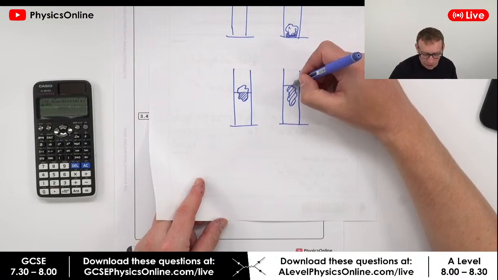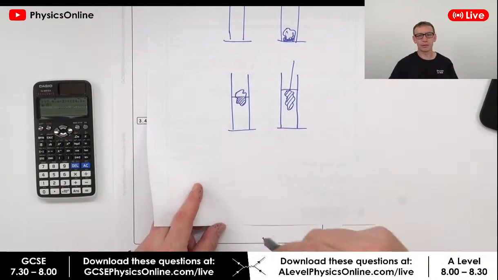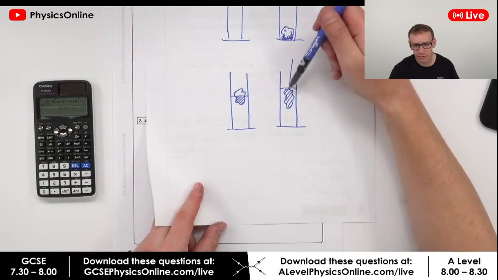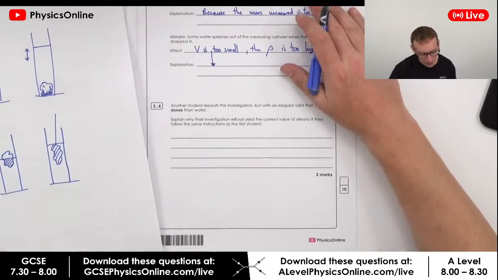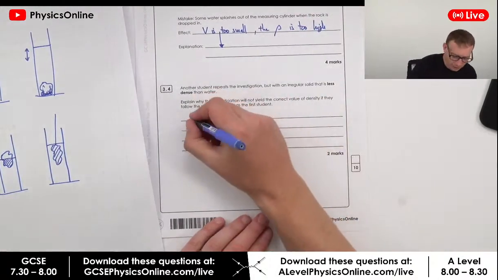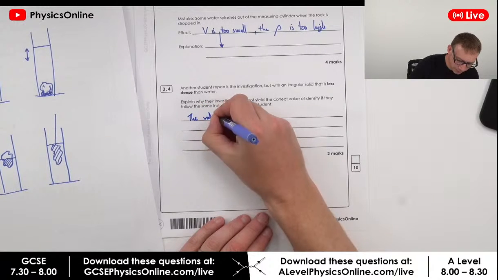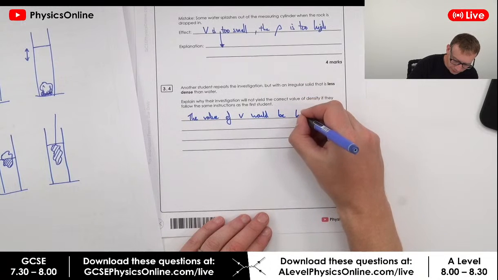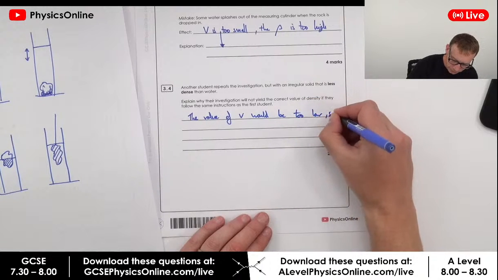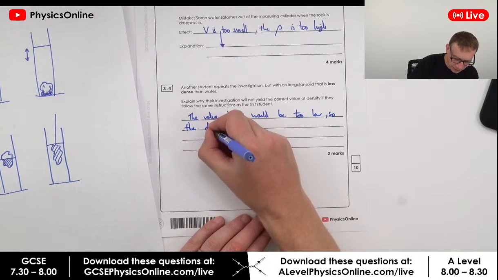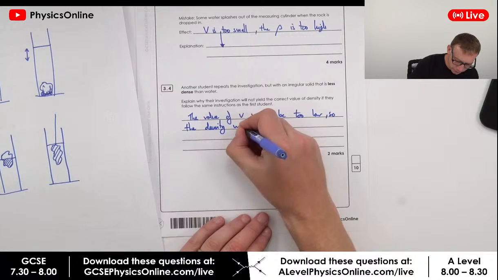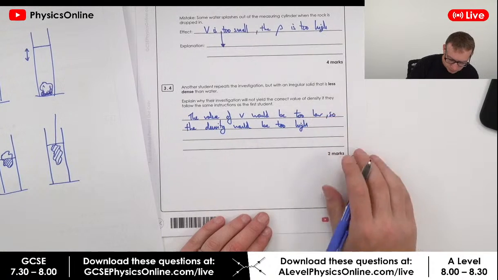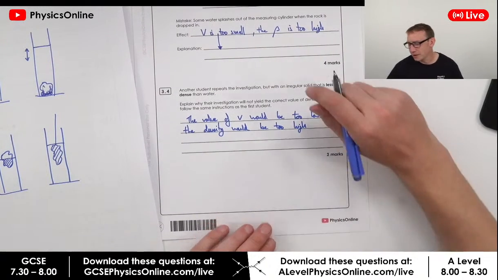A way to do that could be to push it down with a piece of wire or a paper clip or something small like that. So you're basically pushing it underwater. You don't need to apply a force. Without doing that, the value of V would be too low, so the density would be too high. And basically that's the answer.